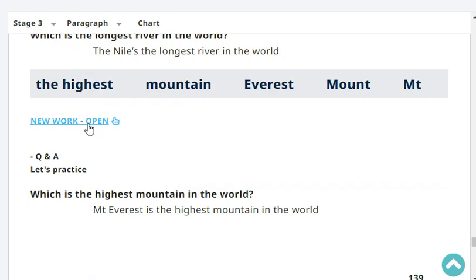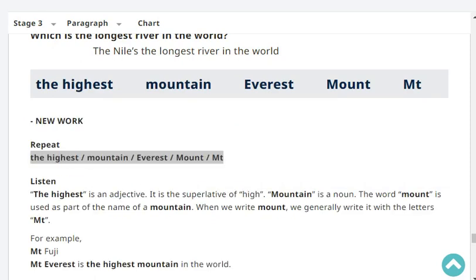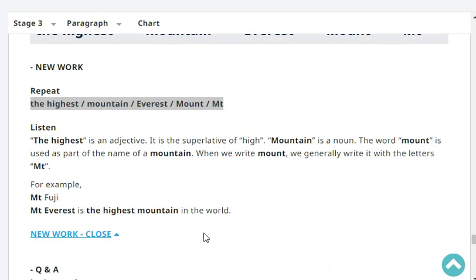Let's repeat. The highest mountain. Everest. Mount. Okay, and the last abbreviation is also read as Mount. Okay, listen. The highest is an adjective. It is the superlative of high. Mountain is a noun. The word mount is used as part of the name of a mountain. When we write the word mount, we just put MT, like Mount Fuji. Instead of saying mountain Everest, we say Mount Everest. So one fact is Mount Everest is the highest mountain in the world.